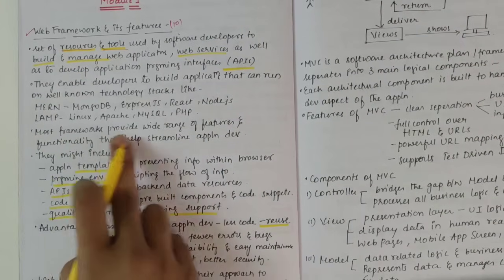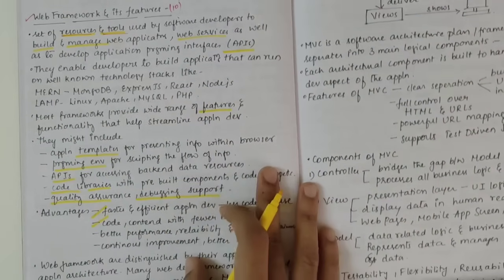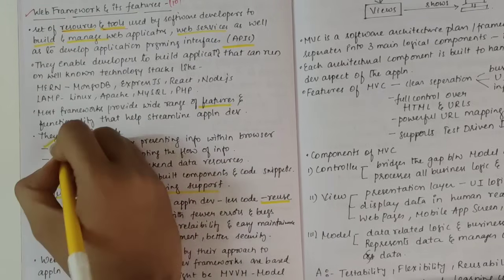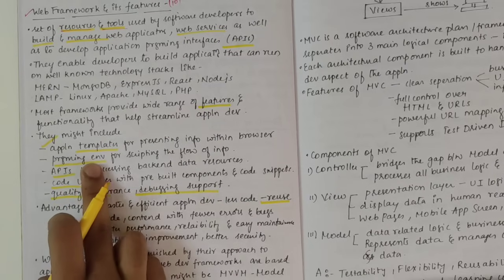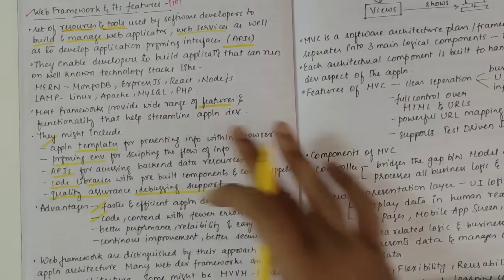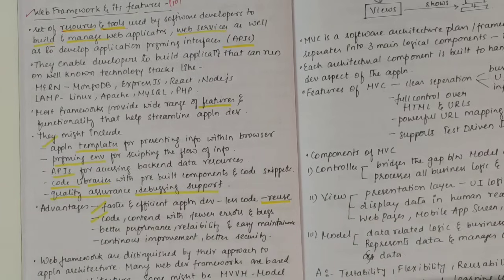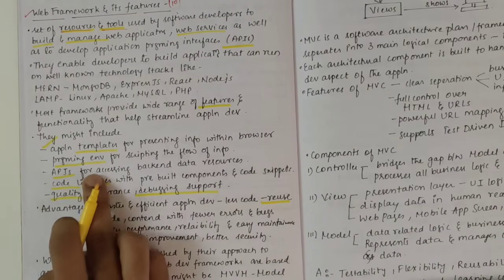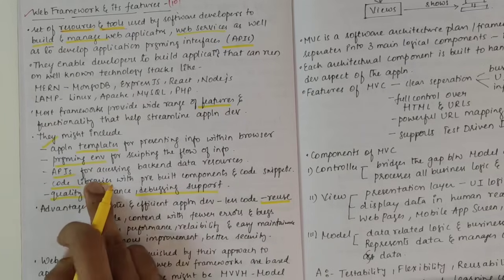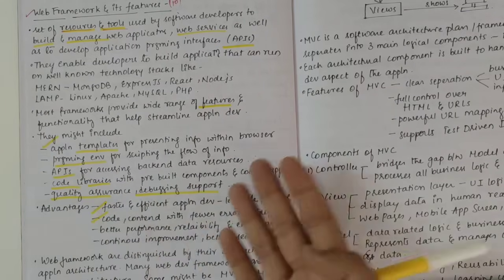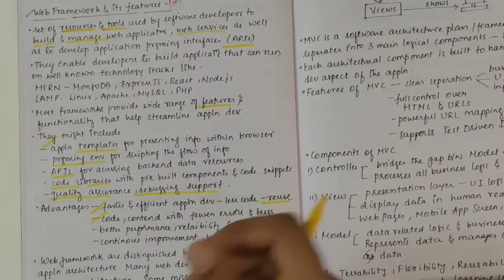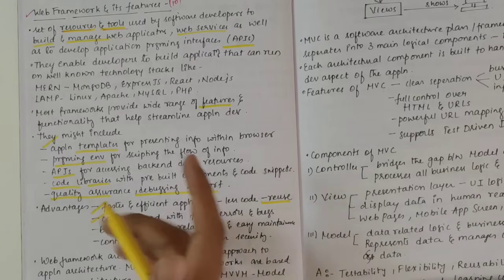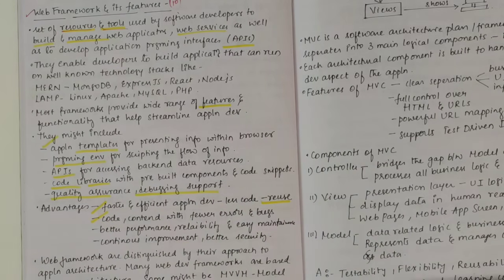Most frameworks provide a wide range of features and functionality that help streamline application development. Looking at the features, first we have templates, application templates for presenting info within the browser. Then we have the programming environment for scripting the flow of information sequences. Then we have APIs for accessing the backend data resources. Then we have code and libraries; whichever libraries are present, we can use them and make the code short, instead of writing lengthy code. Then we have quality assurance and debugging support, again a feature of web frameworks.